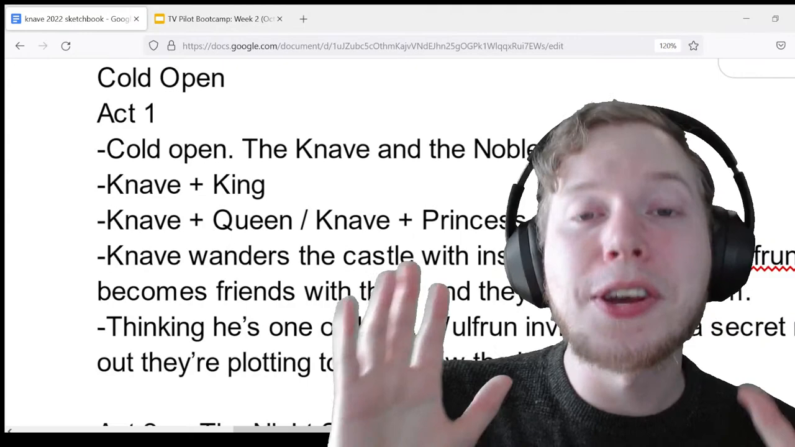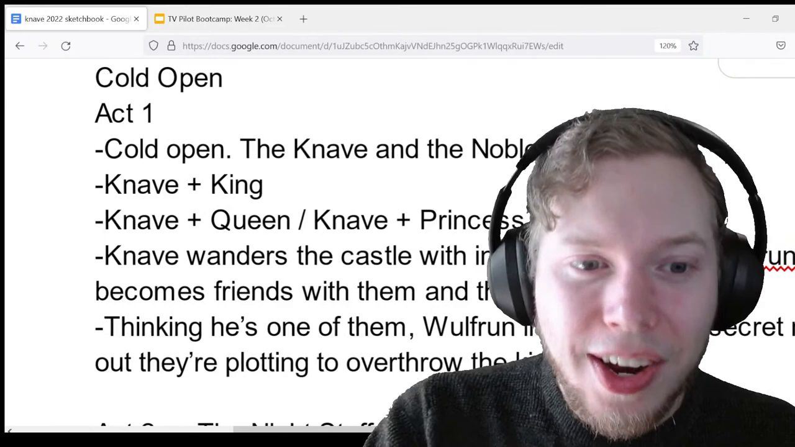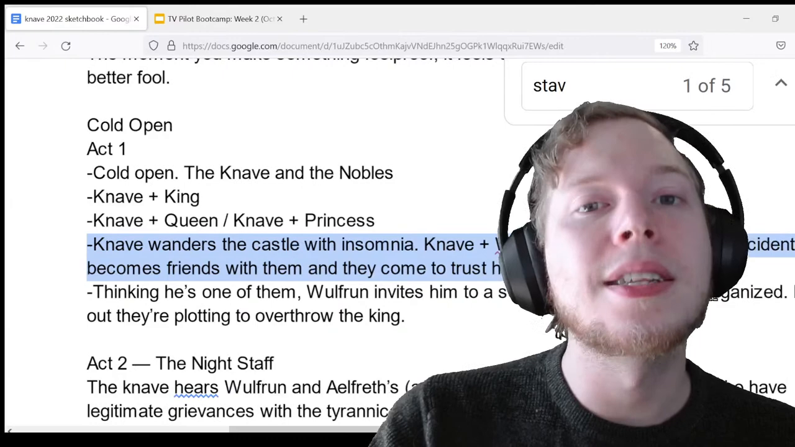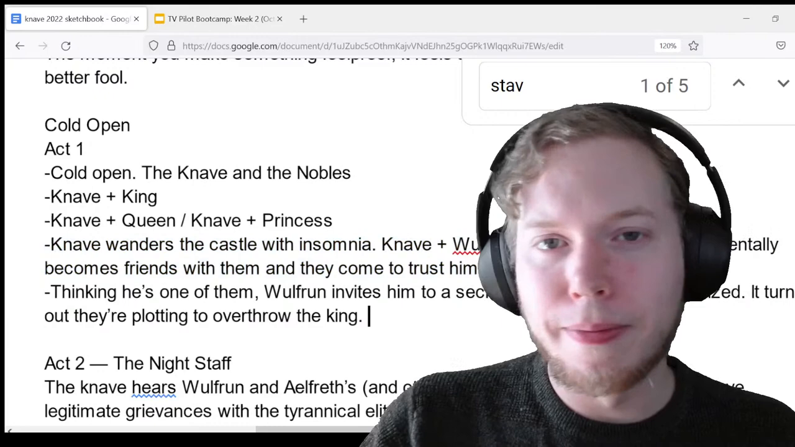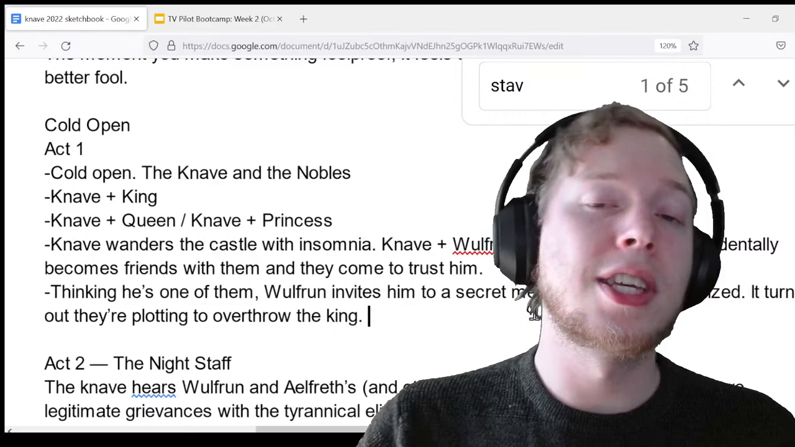So following that, the Knave gets really stressed out, and he spends the nights wandering the castle with insomnia. At which point in scene four, he's going to meet the knight staff, and although he doesn't really have that much in common with them, he sort of accidentally starts to become friends with them, and they kind of start to trust him. So we may have a short montage of him befriending them over the next couple days. I'm not quite sure how to work this yet, but maybe we see that they've already been talking before. They're already kind of friends. But in any case, scene five is thinking he's one of them.